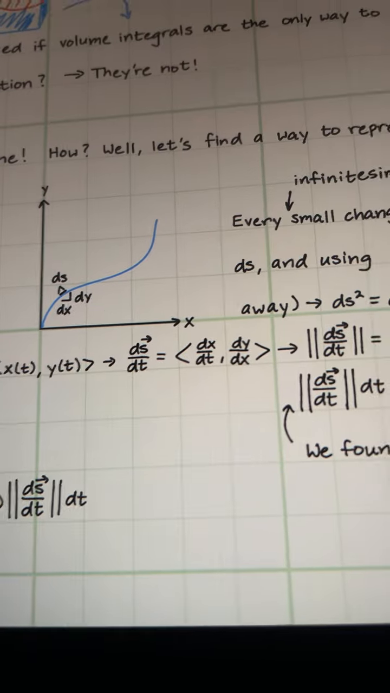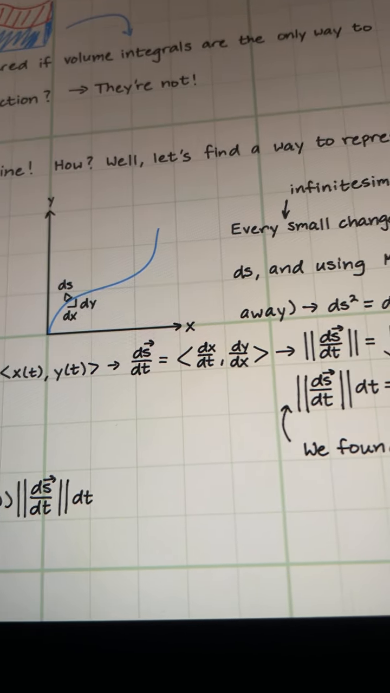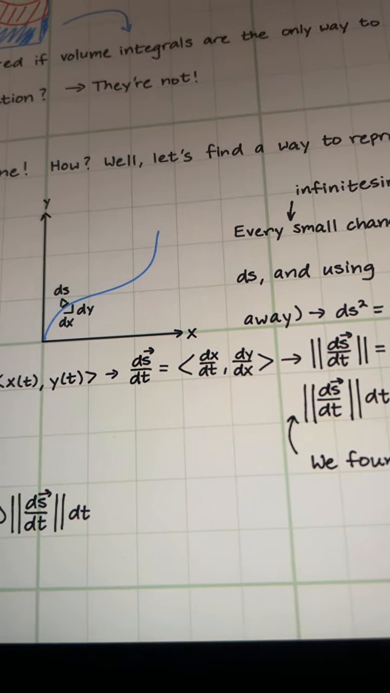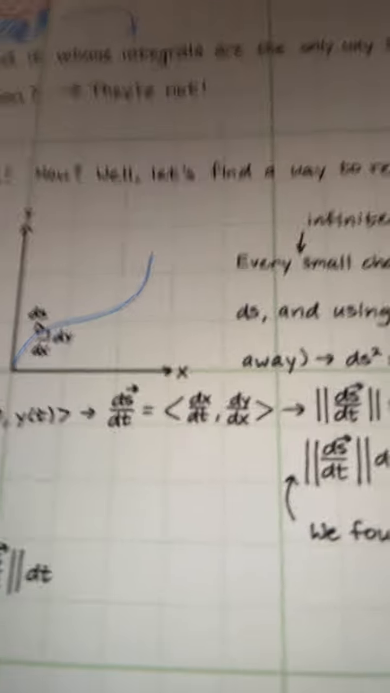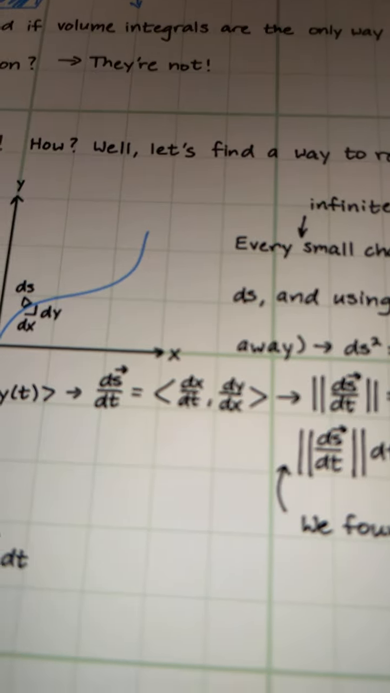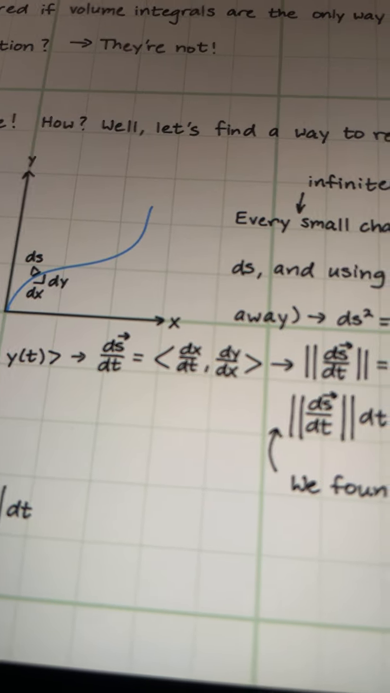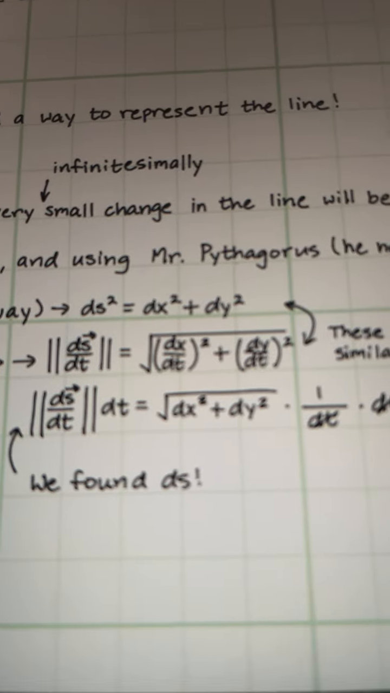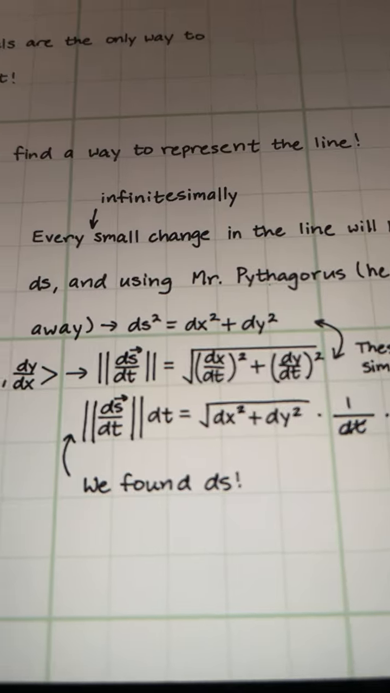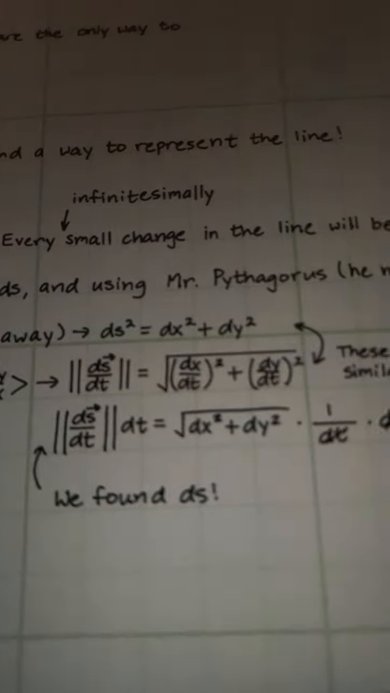And now taking the derivative, we get this. So we can't really work with this now because we have vector brackets. So let's take the length or magnitude of the vector at each point. And we'll get this. Now these are remarkably similar equations.